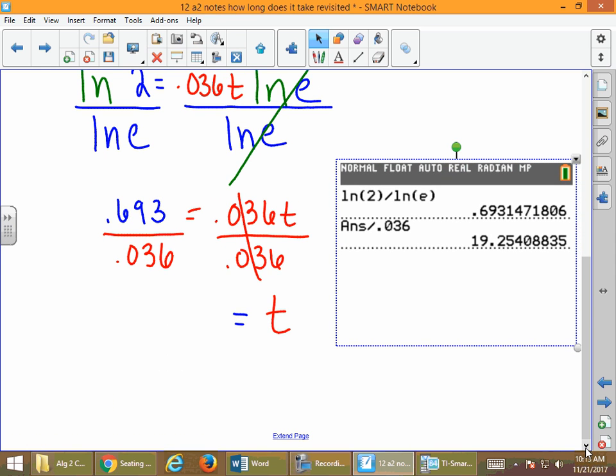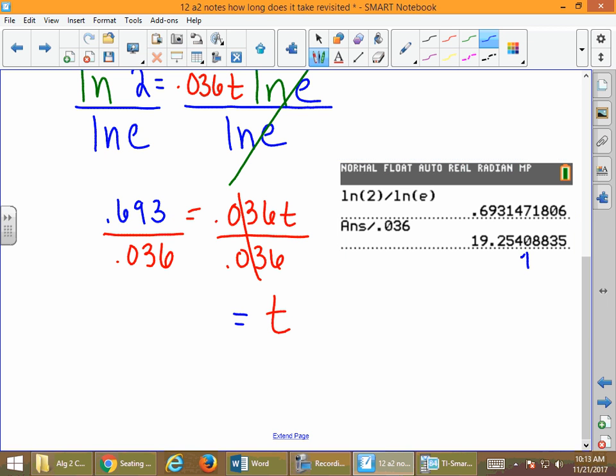When we round it here, we're looking at the 4th decimal space, which is a 0, which means that we're going to keep that 4 in there. We end up with 19.254 years until we can double our money.